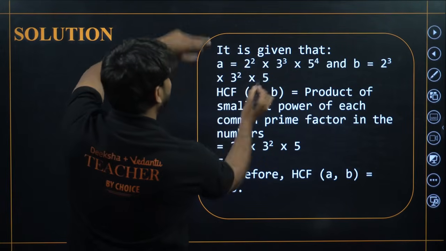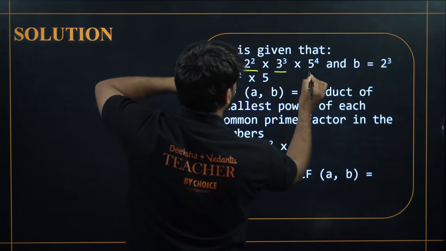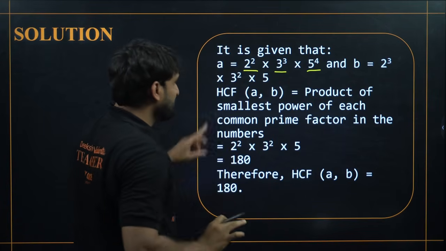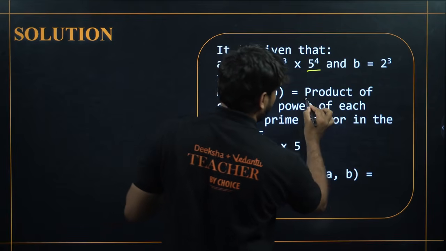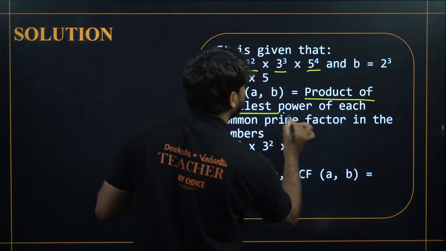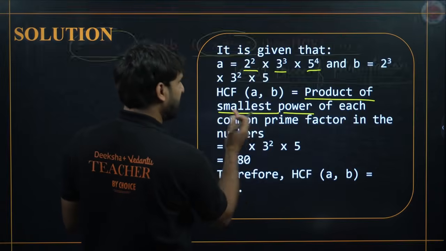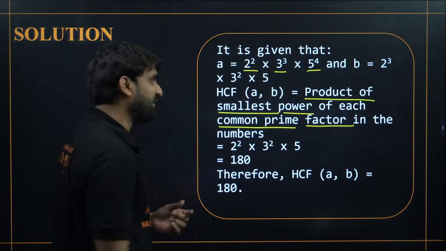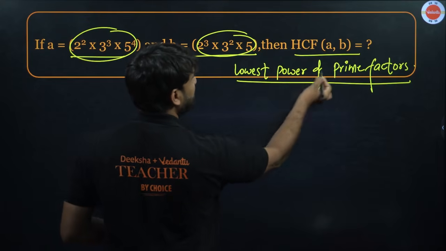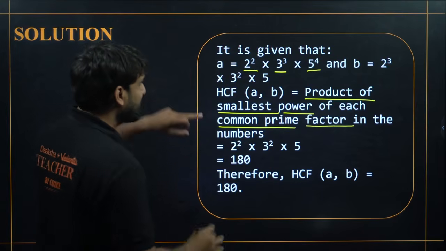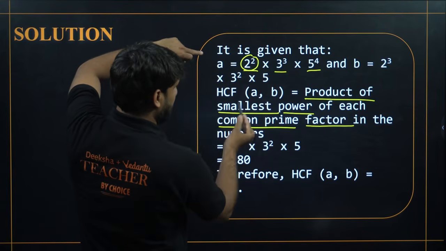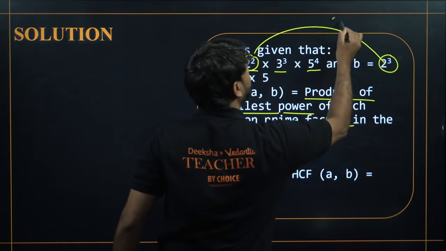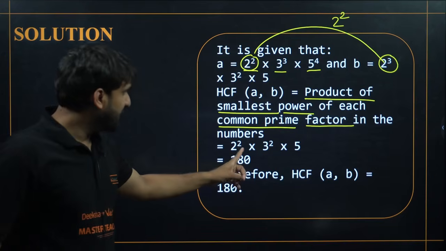It is given that A is equal to 2 to power 2, 3 to power 3 and 5 to power 4. B is equal to 2 to power 3 into 3 to power 2 and 5. For HCF, I have already told you, it is the product of the smallest power of each common prime factor. So 2 to power 2 is here and 2 to power 3 is here. Which is common in both? 2 to power 2 is common in both. So we are taking 2 to power 2.